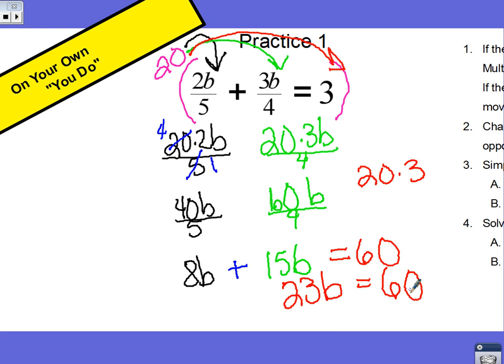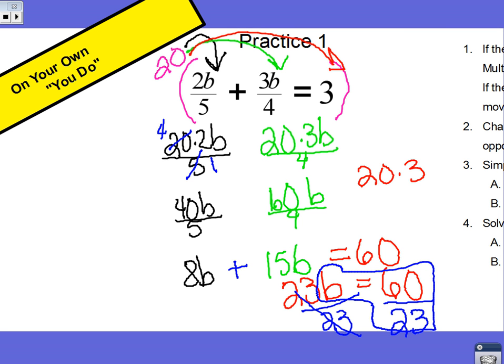So our final answer, what are we dividing by? That's right, 23. We're going to divide by 23. There's nothing I can reduce out of here, so that's my final answer. B equals 60 over 23.